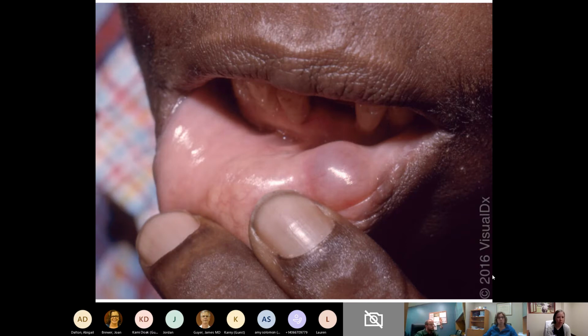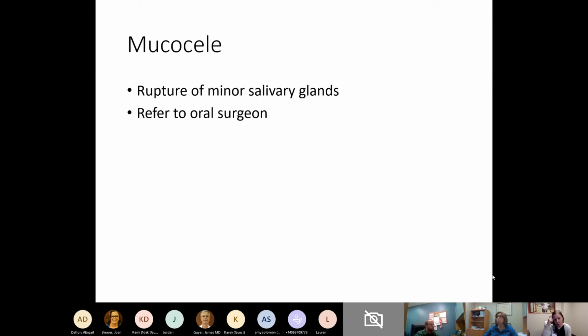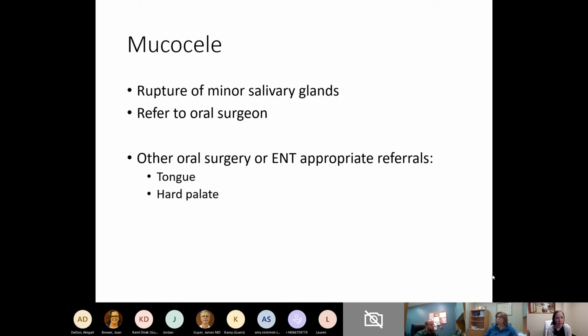What would you do? Yeah, so that's the correct answer. This is just a rupture of minor salivary glands. We see them in kids and adults. My preference is for oral surgery or ENT, just because they have a lot better experience working in the mouth.